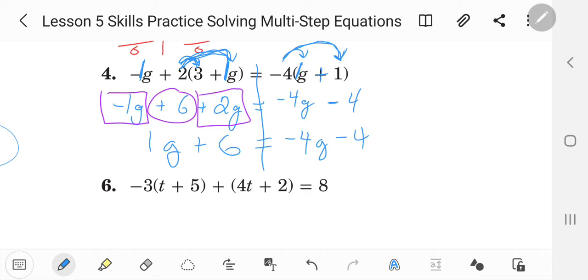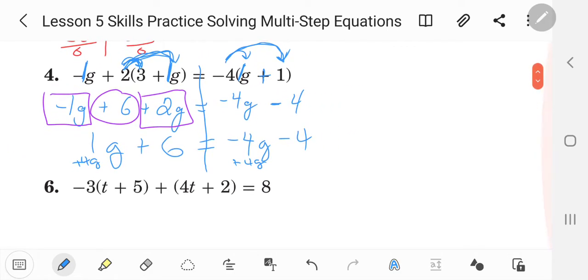Now we have variables on both sides, so that's when I have to cancel out one of those variable terms. So I'm going to add 4g, add 4g. I'm going to rewrite everything over here. Okay, I get 5g plus 6 equals, now this canceled out, so I just have my negative 4 over here.